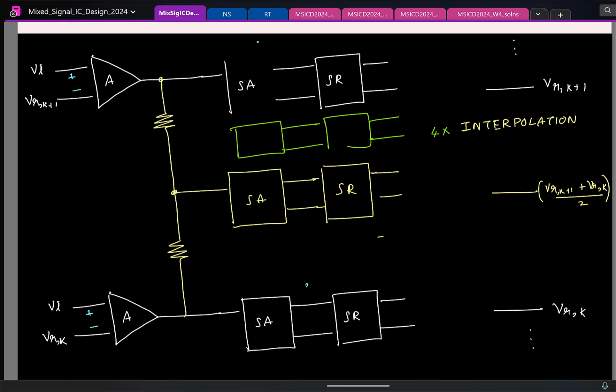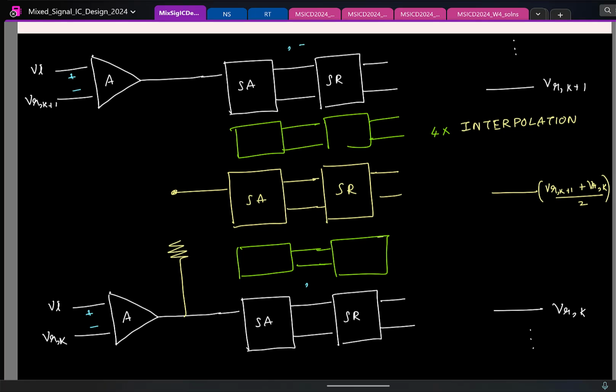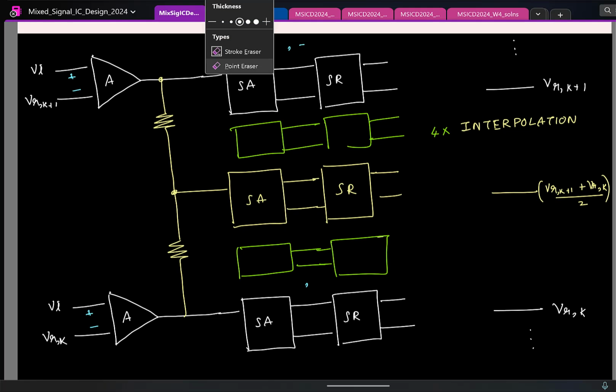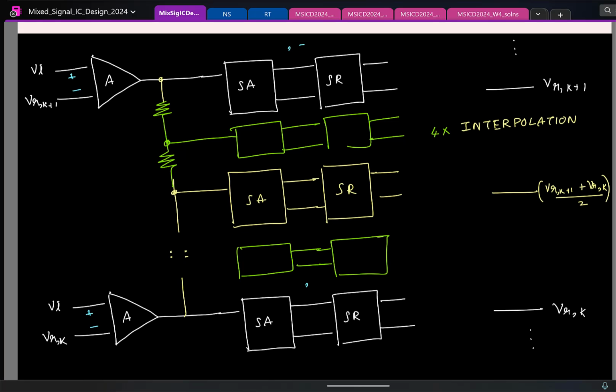I'll also not need this. Similarly, in between these two, I'll have one additional comparator. And how will I get the input for this one now? I'll have to average these two, so this will again split into two equal resistors, right? Is that clear? Now again I have to average these two, so you split that single resistor into two resistors again. Similarly at the bottom side you do the same thing.